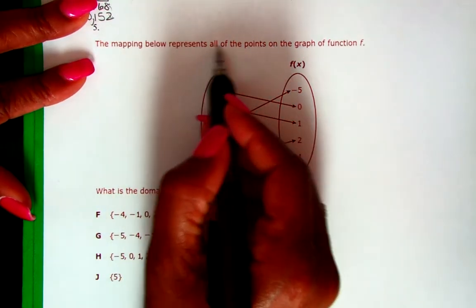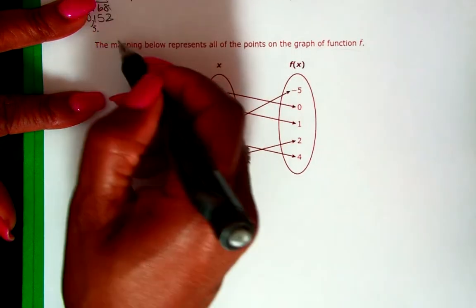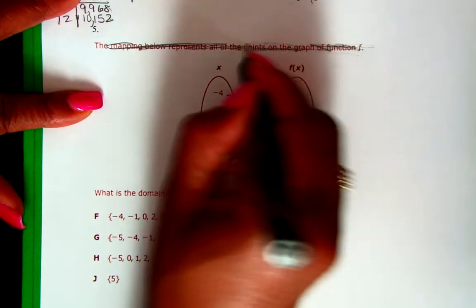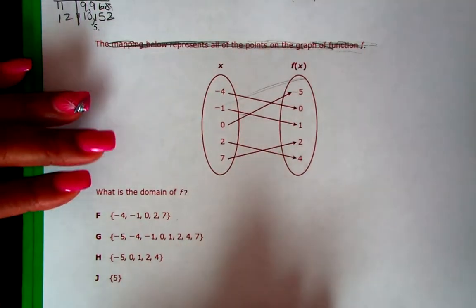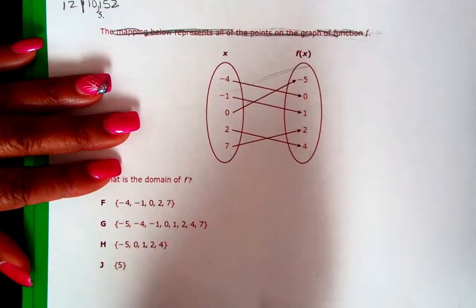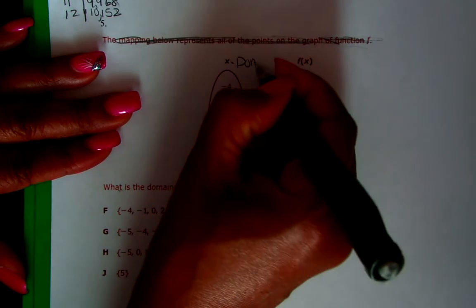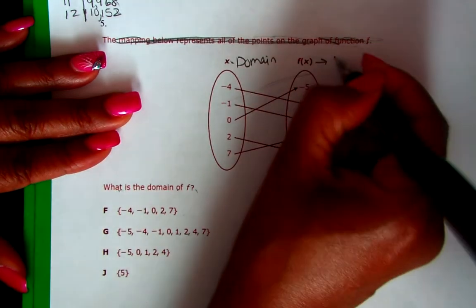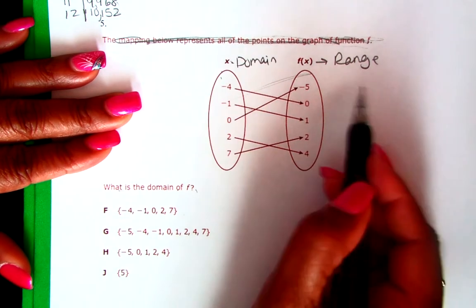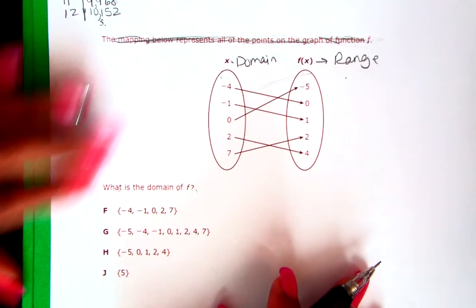So number 5. It says the mapping below represents all of the points on the graph of function f. Okay. So really, they're just telling me this is a mapping. I'm marking that out because I don't want to go back and read it. And if I don't do that, I'll go back and read it. And it's not necessary. I don't need to go back and read it because it's just talking about this picture. Here it said, what is the domain of F? Okay, I know X is the domain. I know F of X is the range. Okay, because X is independent and F of X is dependent. Okay, so here we go.